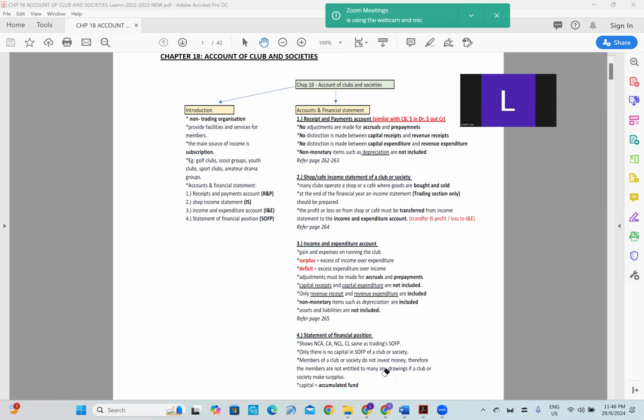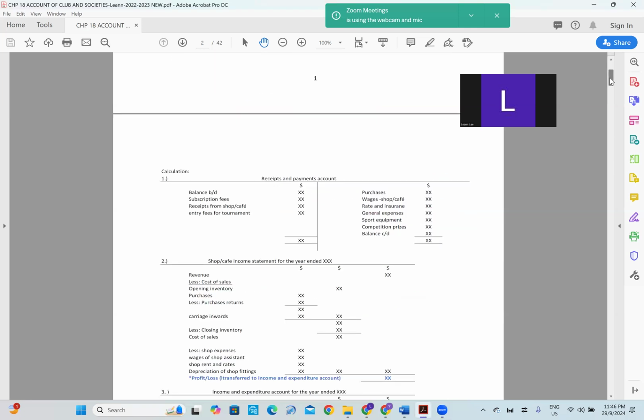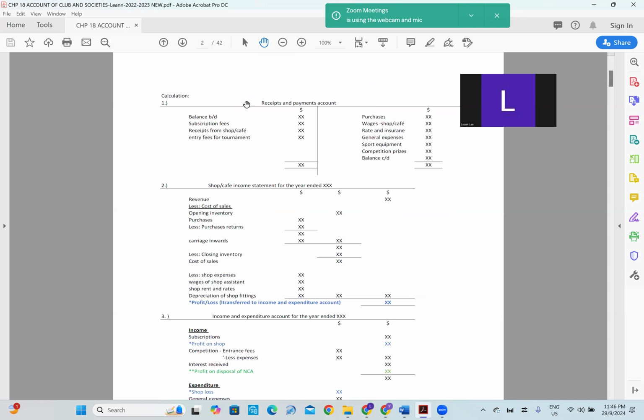Okay, after this, I am going to show you how it looks. I already summarized it here for my student. So this is what the RMP looks like. Money received will be on the debit side. Money paid out, no matter whether it is for capital expenditure or revenue expenditure, I still put under the credit side, meaning money out, money in. The balance c/d is the money that I still keep in the cash book.